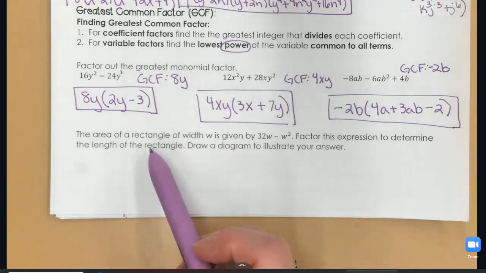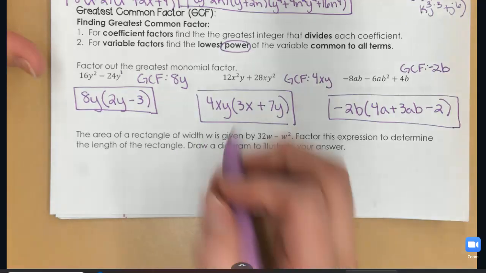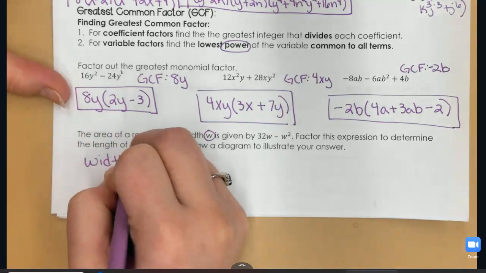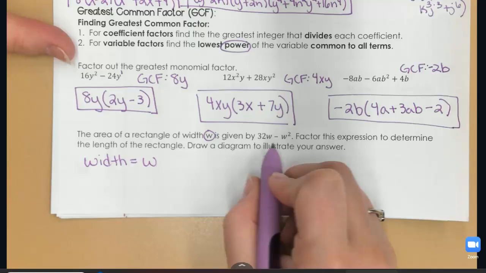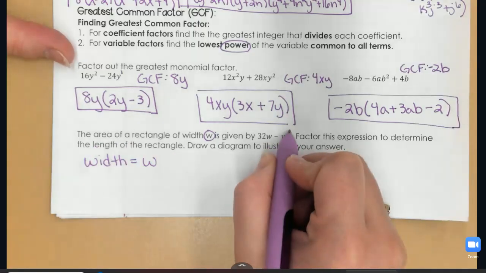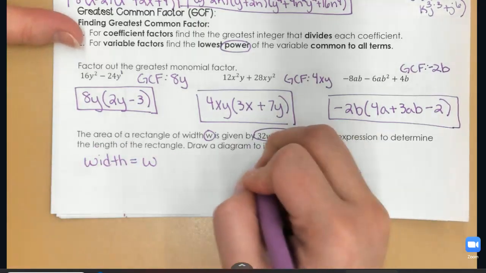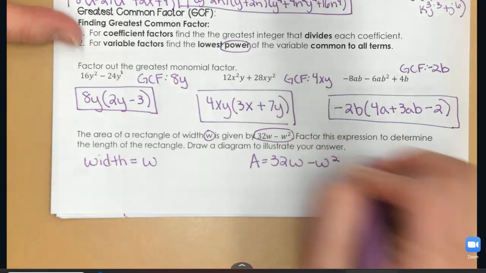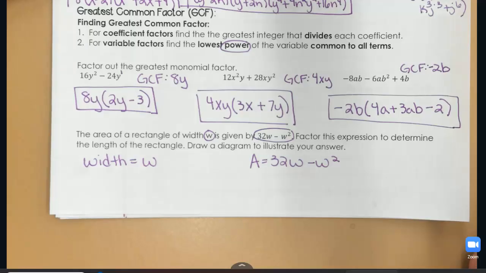All right, last one for this side, the area of a rectangle of width w. So the width of my rectangle is w. If the area is 32w minus w squared, that's my area. Factor this expression to determine the length of the rectangle.